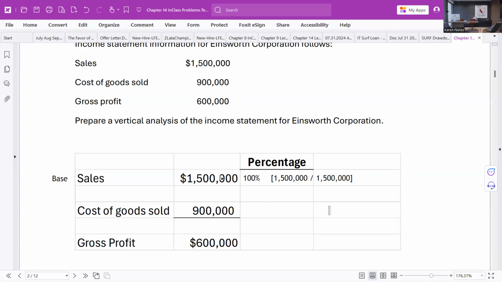Every line item gets expressed as a percent of the base amount. The denominator for all of these calculations is going to be sales, 1.5 million. And 1.5 million over 1.5 million is 100%. That's our base. The base is always 100%.